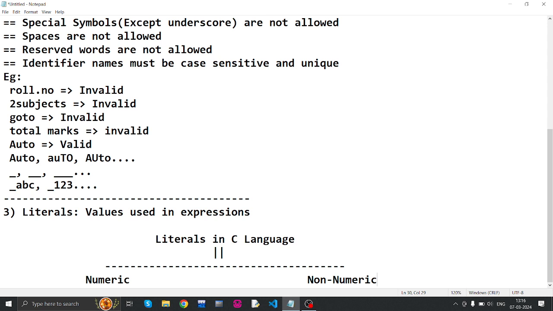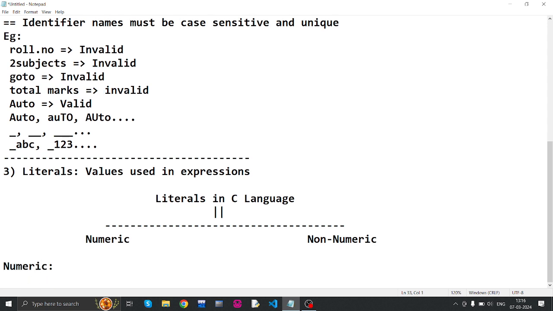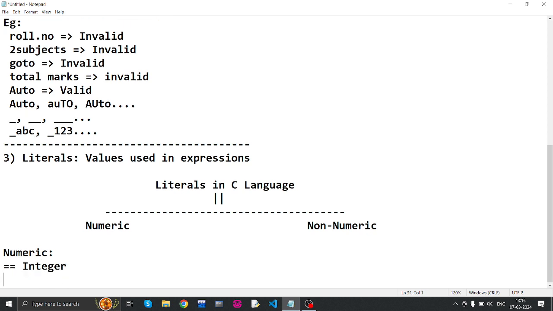So what are the literals that can be used in a C program? Now let's see here. First one, numeric literals. Numeric means what? Any number. We can classify them into two types. They are integer literals. Second one, floating point literals. So they are numbers.